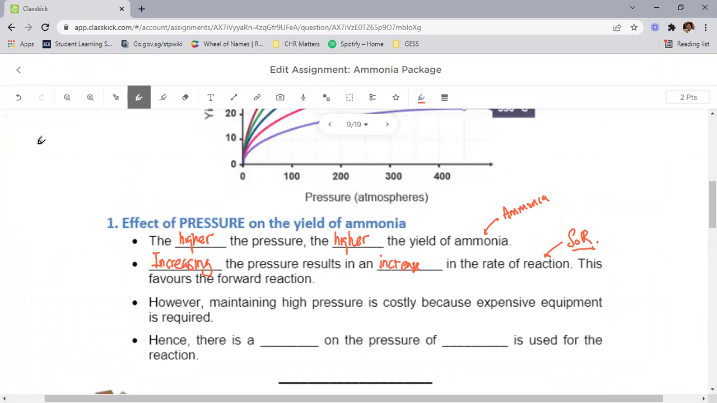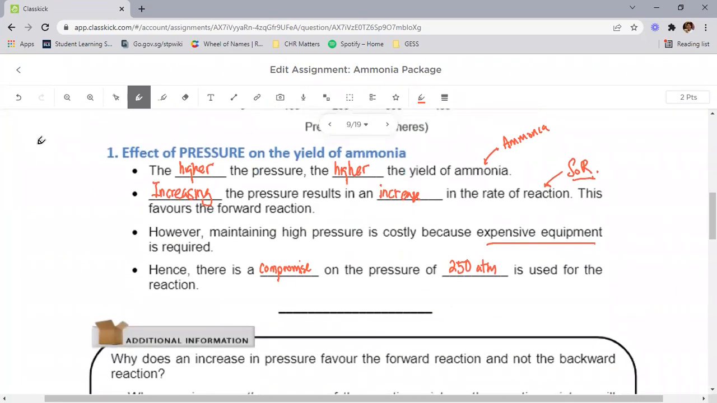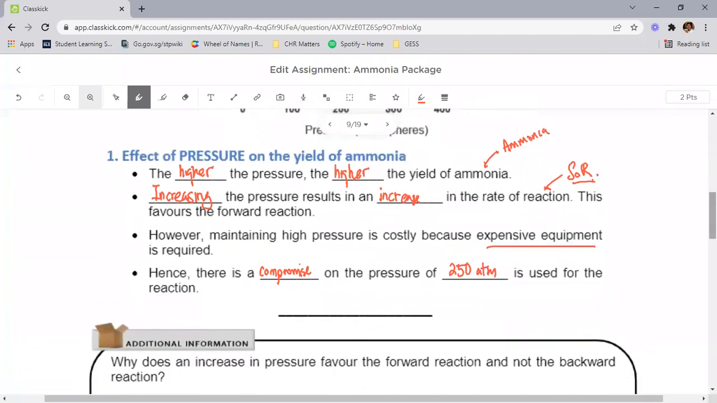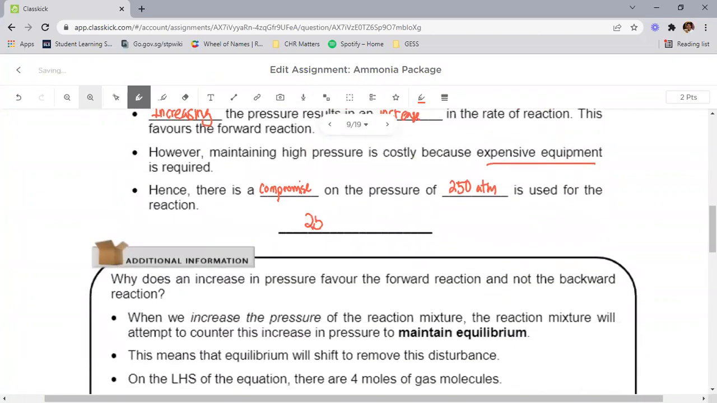But why we don't really use high pressure, as mentioned, is that you need expensive equipment. Hence we will use a lower pressure. What's the pressure we're going to use? It's 250 atm. The word we are going to write here is compromise. It is not really the best; we compromise between high pressure and low pressure and try to find the best fit. So it is a compromise when we use 250. The pressure indicated in the textbook is 250 atm.